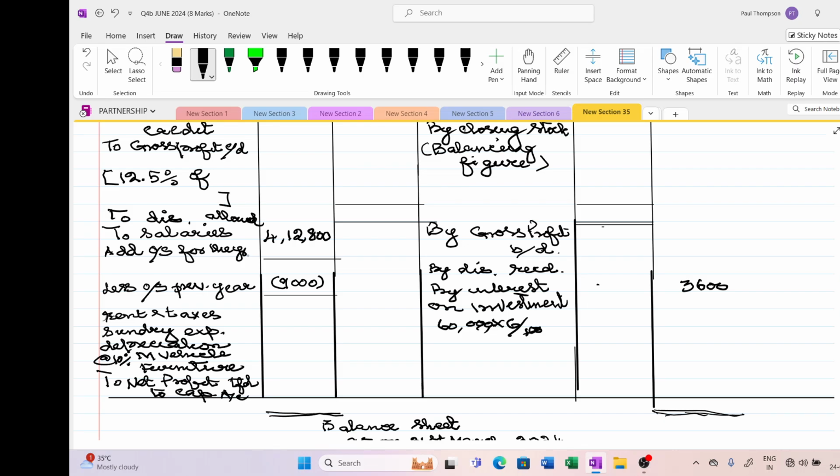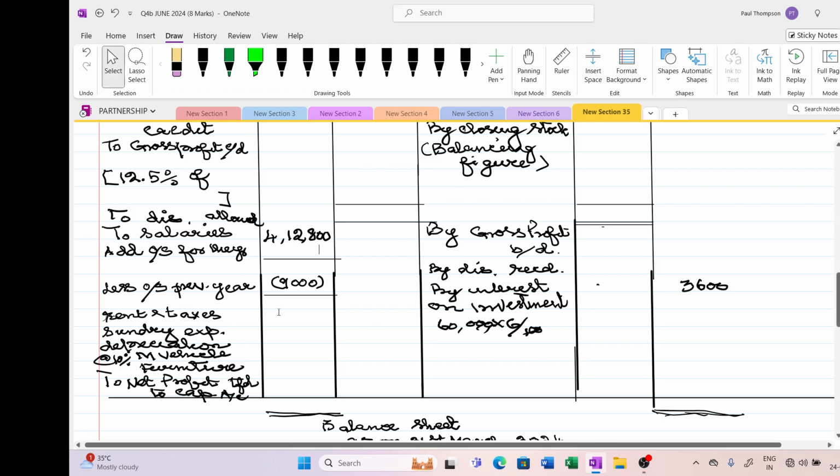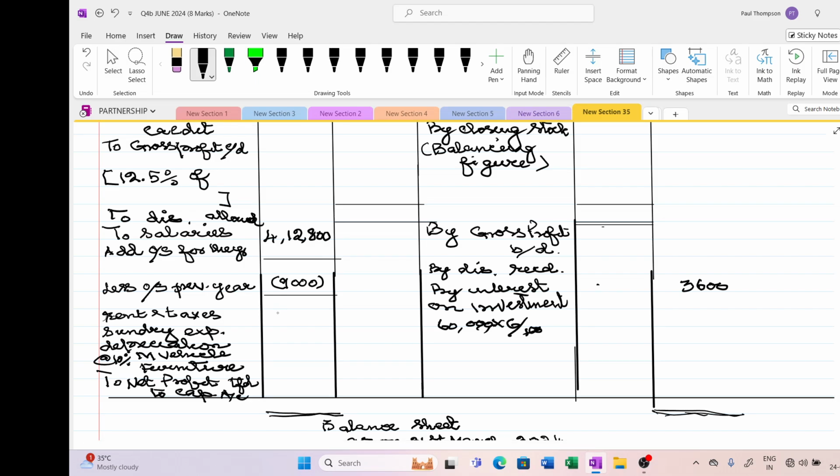Next item they have given is rent and taxes. This will also appear in your P&L account. 2 lakh 51,600. We can write it in the outer column, as there is no adjustment. Next is sundry expenses. Sundry expenses will also go to your P&L, 1 lakh 38,400.